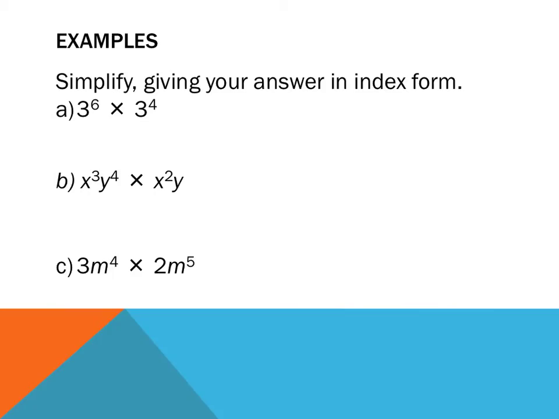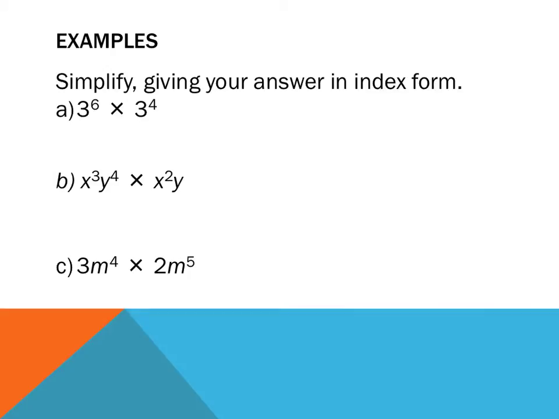Okay, let's have a look. Simplify giving your answer in index form. Index form simply means that I'm giving my answer in the base form. Now, simplify giving your answer in index form. This is saying 3 to the power of 6 times 3 to the power of 4.